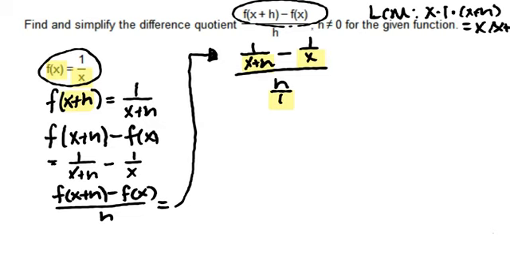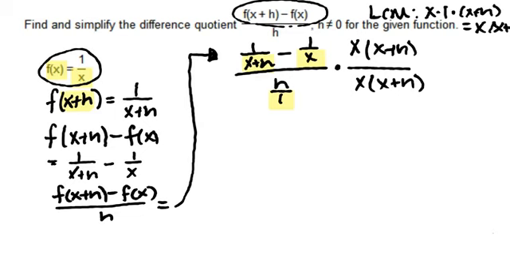And once we find that least common multiple, we're going to multiply it by the numerator and denominator of our big fraction. We're multiplying times x times x plus h. We're allowed to do that because as long as we multiply by the same number on the numerator and denominator, we're multiplying by a form of 1. And 1 times anything stays the same.